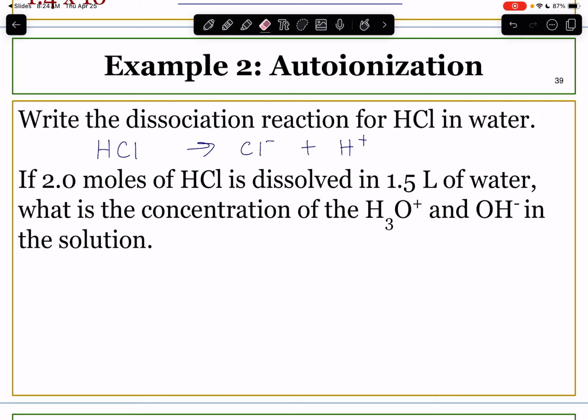All right, so then the second part says, if 2 moles of HCl is dissolved in 1.5 liters of water, what is the concentration of the H3O and OH in the solution?